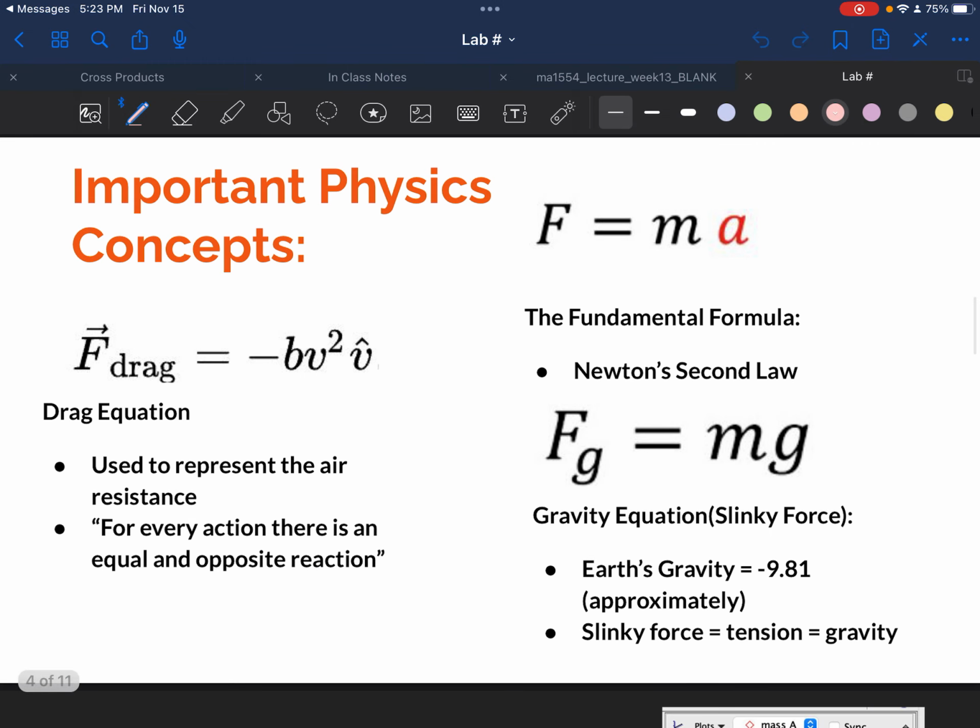First off, there are three main equations that need to be understood for this experiment, the first of which being the drag equation, which is used to represent the air resistance onto the slinky, and this falls in line with Newton's third law, which states that for every action there's an equal and opposite reaction. The next equation is the fundamental formula, force equals mass times acceleration, which is also known as Newton's second law. And this equation is used to calculate the net force on the system, which is the slinky, as it is falling. And finally, the third equation is the gravity equation, which is used to calculate and approximate Earth's gravity acting on the slinky, which plays a crucial role in this experiment.